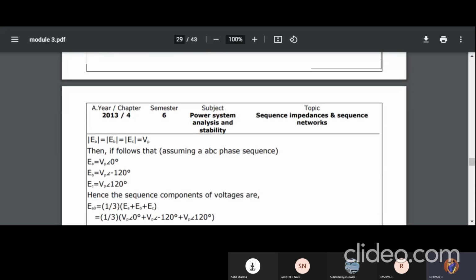What is EA? VP at an angle of 0 degrees. EB is VP at an angle of minus 120 degrees. And the last one, EC, is VP at an angle of 120 degrees. Can you please check this?